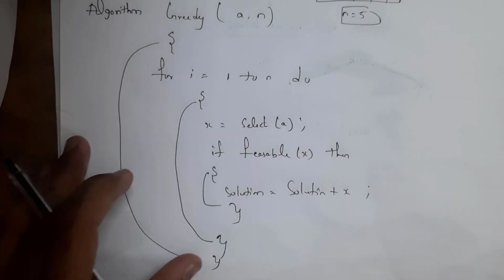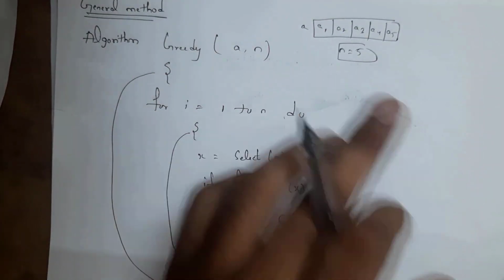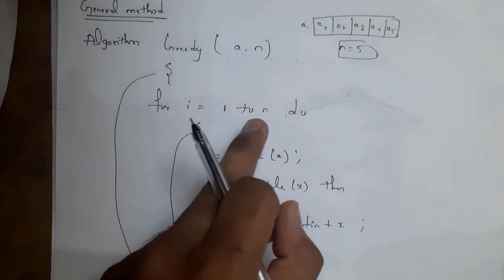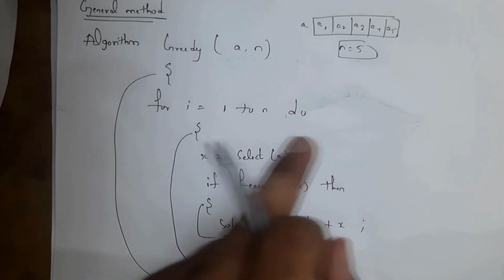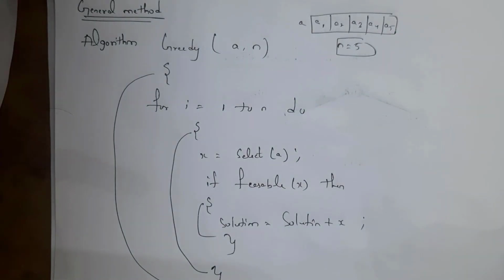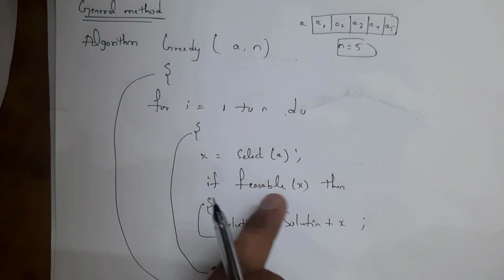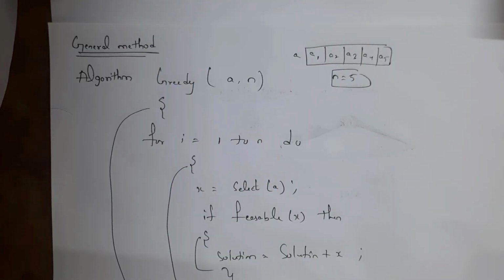Once again I will explain this algorithm. The greedy algorithm contains an array, where a is the array and n is the size of the array. For i equal to 1 to n do, because we can include n number of elements in an array. x is nothing but we need to select each and every element in an array. And if we find any feasible solution, as in the previous example, train and flight both are feasible solutions.